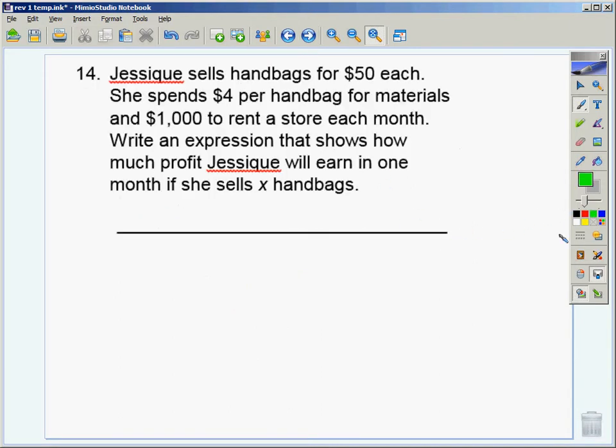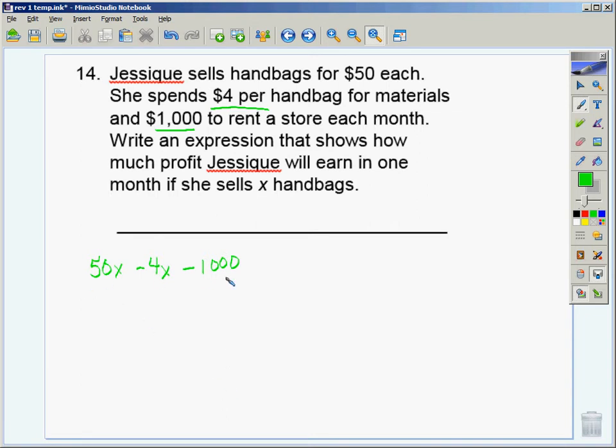Number 14. Jezeku sells handbags for $50 each. She spends $4. If she's spending $4, is that coming off of her profit or adding to it? Coming off. $4 per handbag. And she also rents a store. Is that being added or coming off? It's being subtracted. If she's renting the store, she's paying for the use of that storefront.